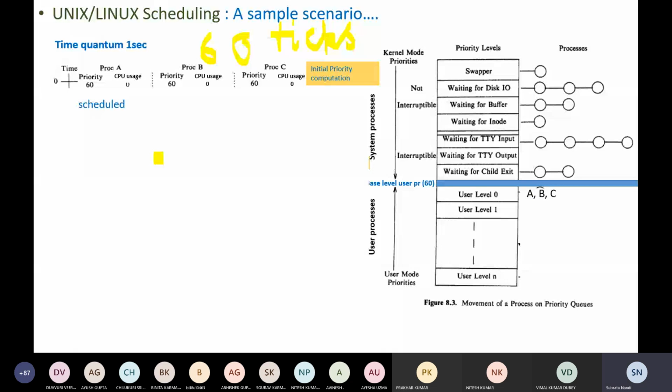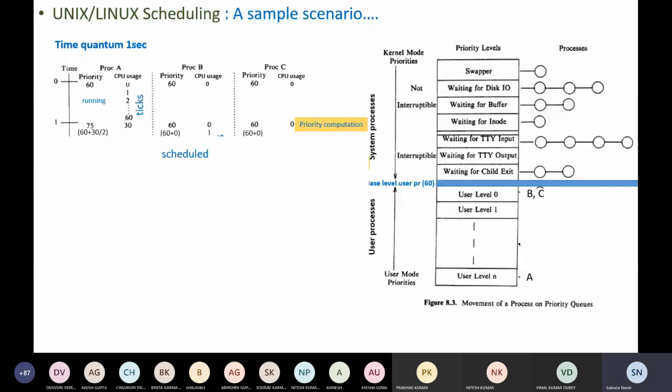Now, during that one time quantum, as you can see here, there are 60 ticks that got generated like this, and each tick increments the CPU usage field of the running process. So A is the running process, but it has not impacted the CPU usage of this or this process because they are not running. So at the end of the time quantum, process A has accumulated 60 ticks, but they have accumulated just 0 in their fields.